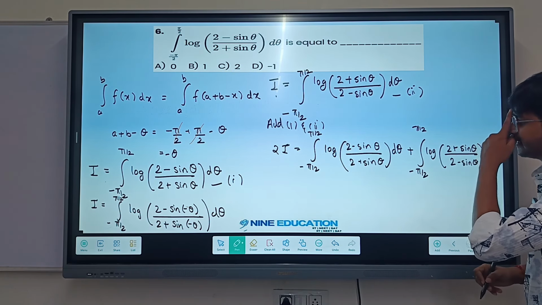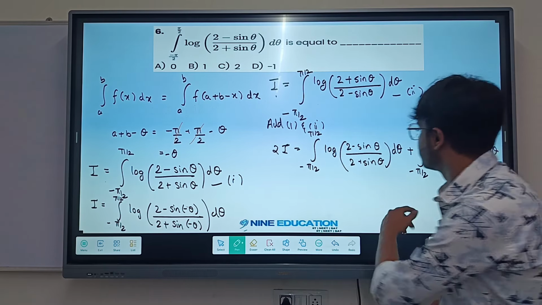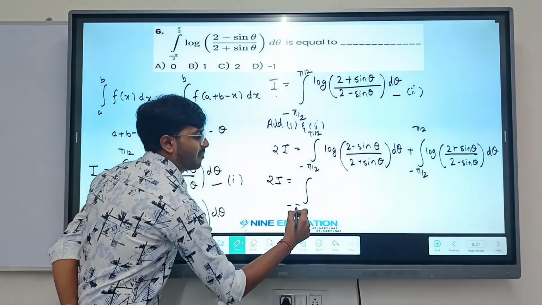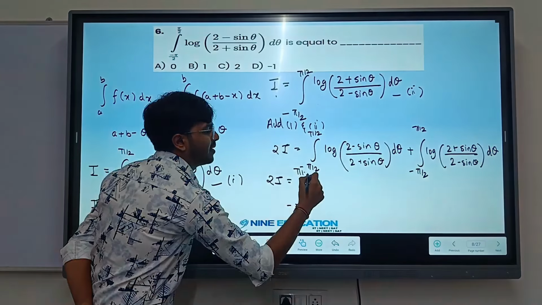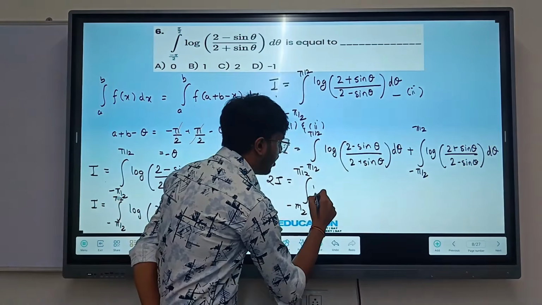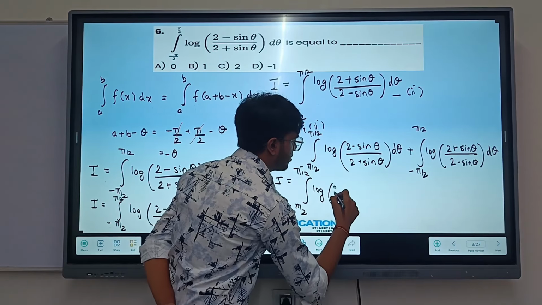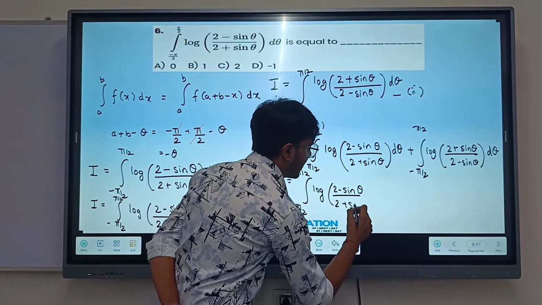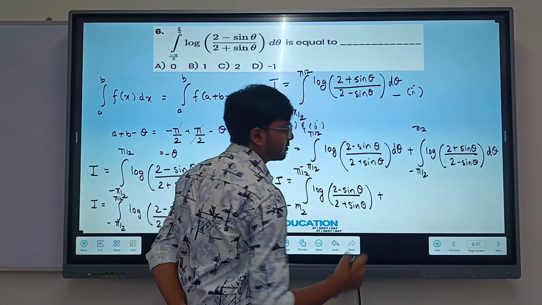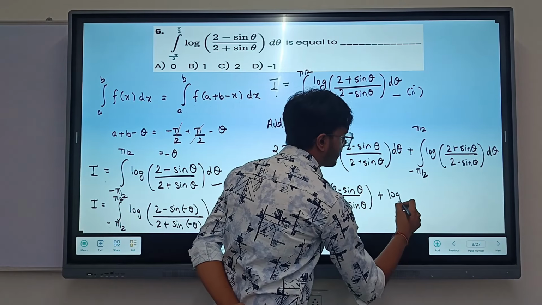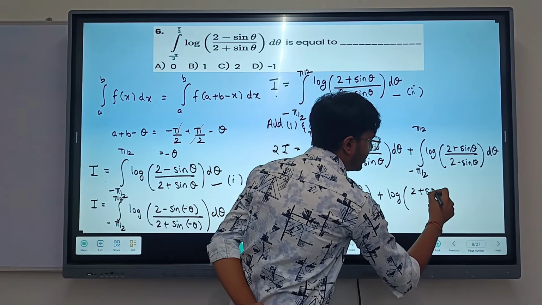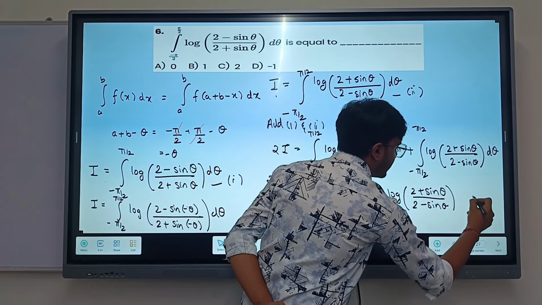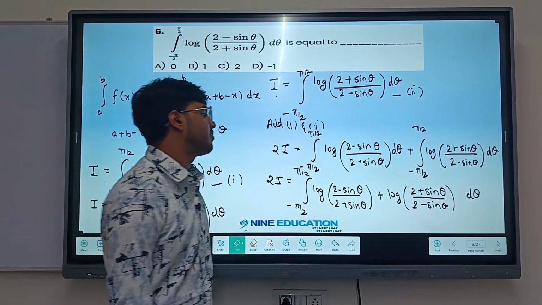Now both of them have d theta, both of them have the same limit, so I can add both of them in the same integral. So 2i would be integral from minus pi by 2 to pi by 2 of log of (2 minus sine theta) divided by (2 plus sine theta) plus log of (2 plus sine theta) divided by (2 minus sine theta) into d theta. Now I can use the property of log.